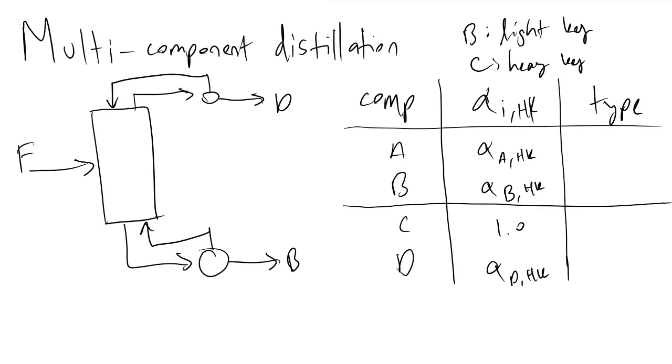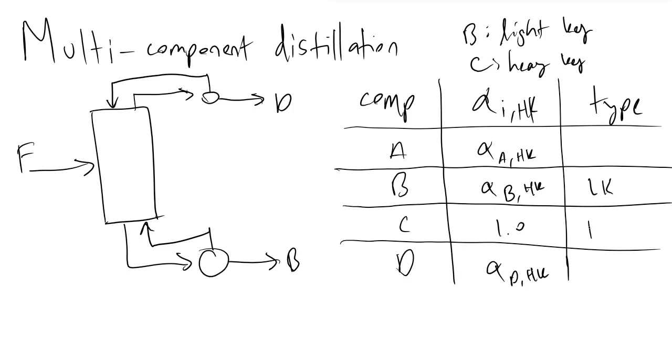A further note I would like to make at this point is to recognize what type of components these are. We already defined that component B was our light key and component C was our heavy key. What that means is that we'll have additional types of components. Anything above your light key on this table that we've just drawn will be referred to as a lighter than light key component, so LLK, and anything beneath the heavy key on this table will be referred to as the heavier than heavy key component.